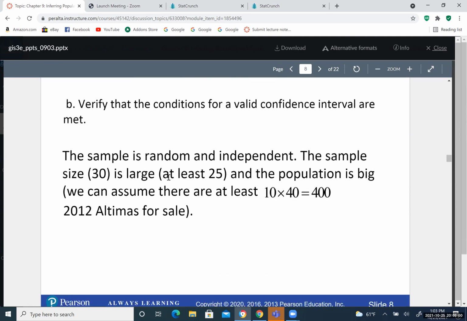B, they want us to verify that the conditions for a valid confidence interval are met. Like I said, you write the same sentence all the time, checking out these three.